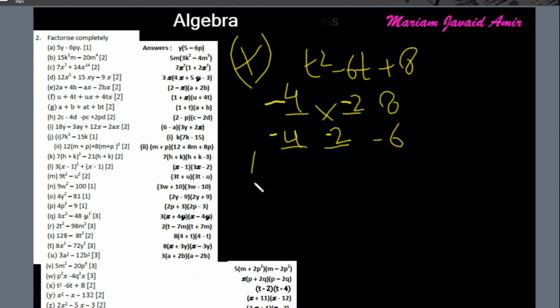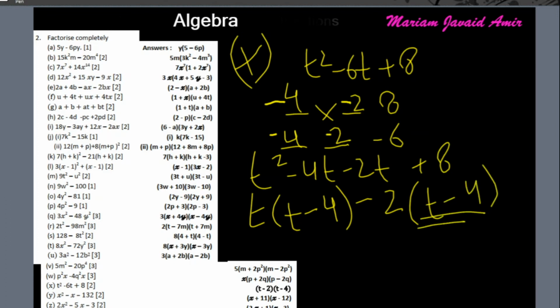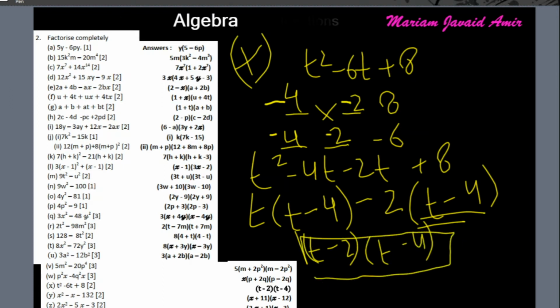So break the middle term: t square minus 4t minus 2t plus 8. t is common in the first two, and then minus 2 is common in the next two. We have to ensure that the sign of these brackets are the same. So sometimes by taking a positive number common, we're not getting the identical brackets. So we take the negative number common. So we're left with (t minus 2)(t minus 4) for part X.